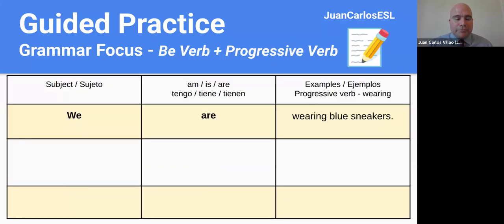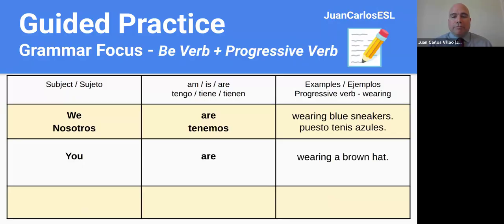Here's more examples. We are wearing blue sneakers. Nosotros tenemos puesto tenis azules. O nosotros nos estamos poniendo tenis azules. Poniendo.